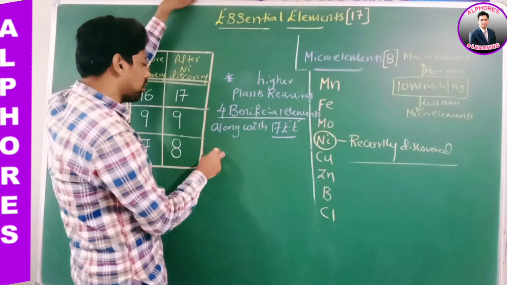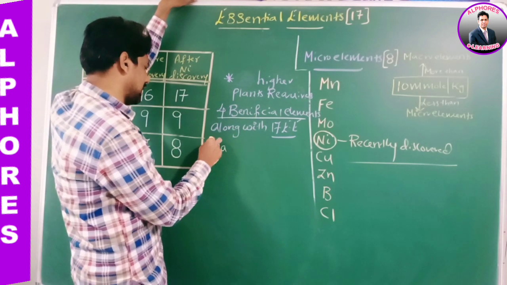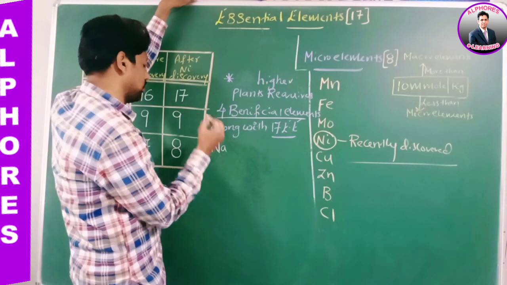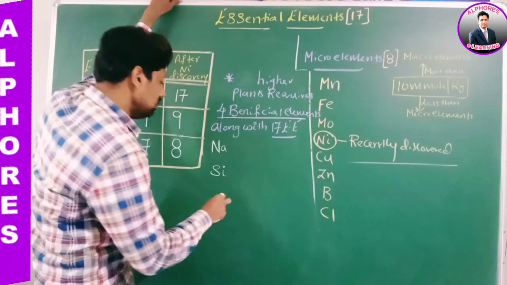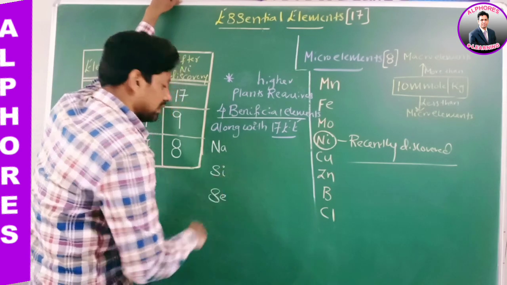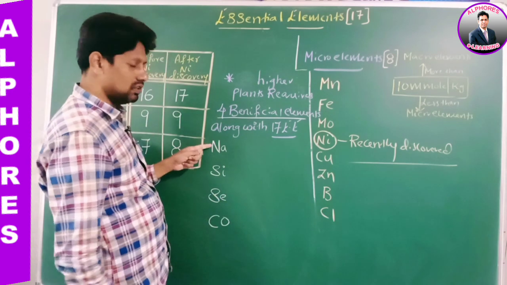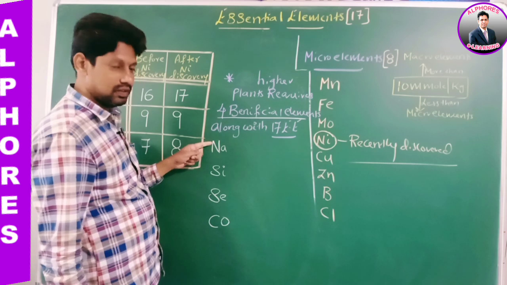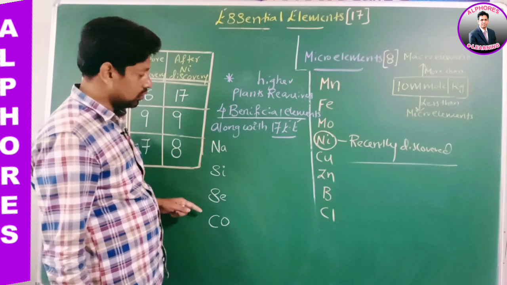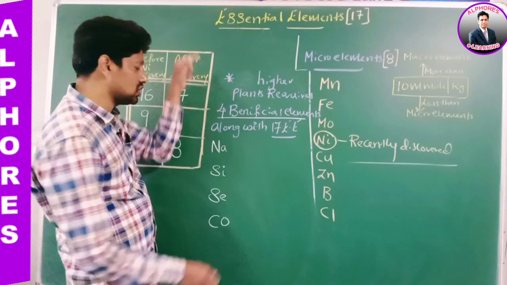What are these 4 beneficial elements, sir? Number 1, sodium. Number 2, silicon. Number 3, selenium. Number 4, cobalt. Sodium, silicon, selenium, cobalt. These are beneficial elements.